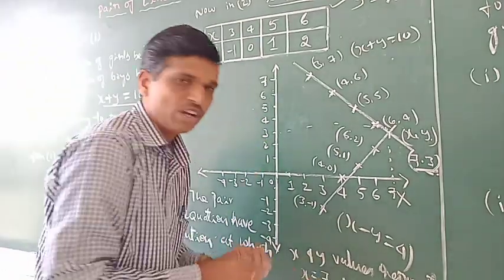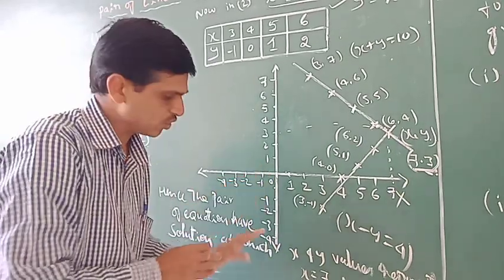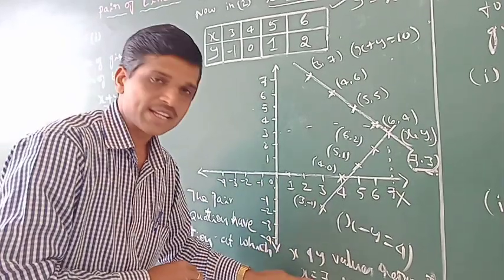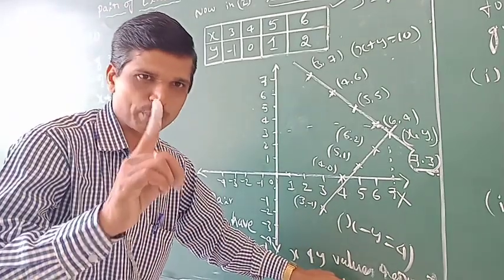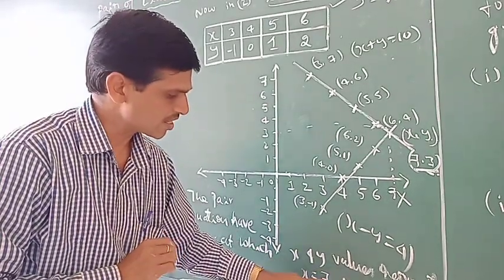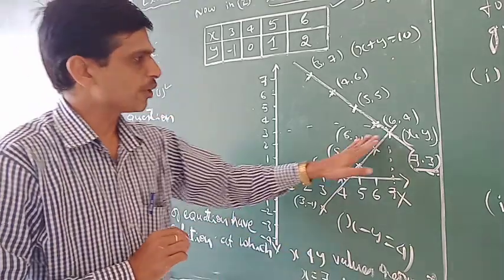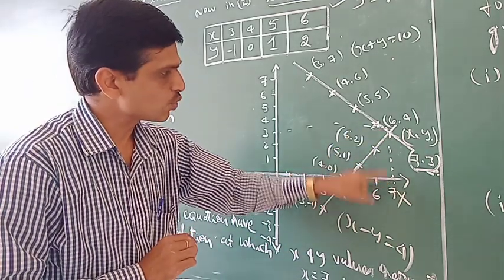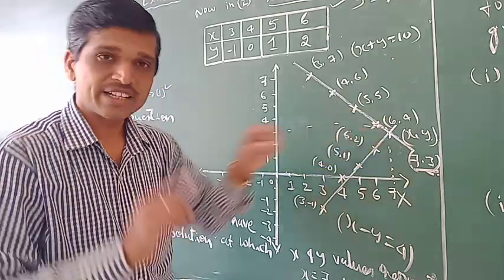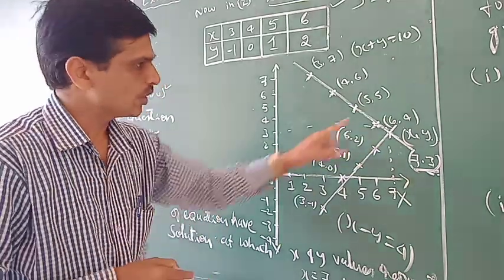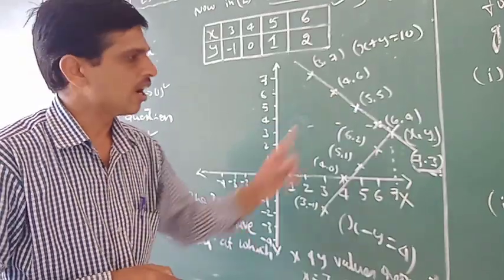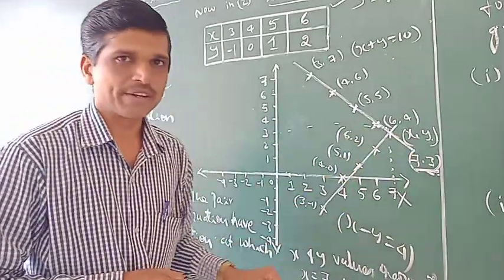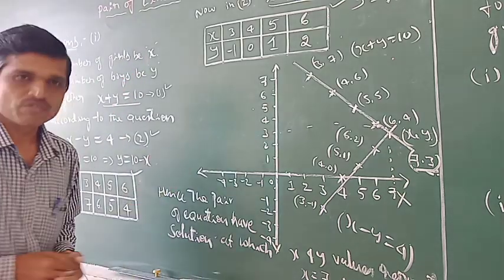So always in this question, the number of girls is more than the number of boys by 4 members. That is why their numbers are 7 and 3. So we need not worry about this intersection. This intersection shows us the lines intersect at one point, so the pair of equations has a solution at which we obtain the x and y values. So this is our first solution.